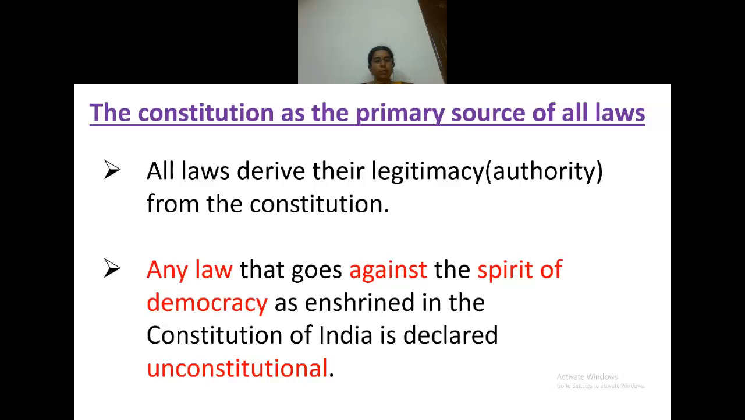For example, any law that goes against the spirit of democracy as enshrined in the Constitution of India is declared unconstitutional. Suppose a law goes against the principle of democracy, it would be null and void. It will not be treated as a law anymore. And in the Indian Constitution, the rule of law has been adopted under the preamble, where the ideals of justice, liberty and equality are enshrined. Here, enshrined means protected and preserved in the Constitution. So the Constitution is the framework within which the laws and rules are to be framed.